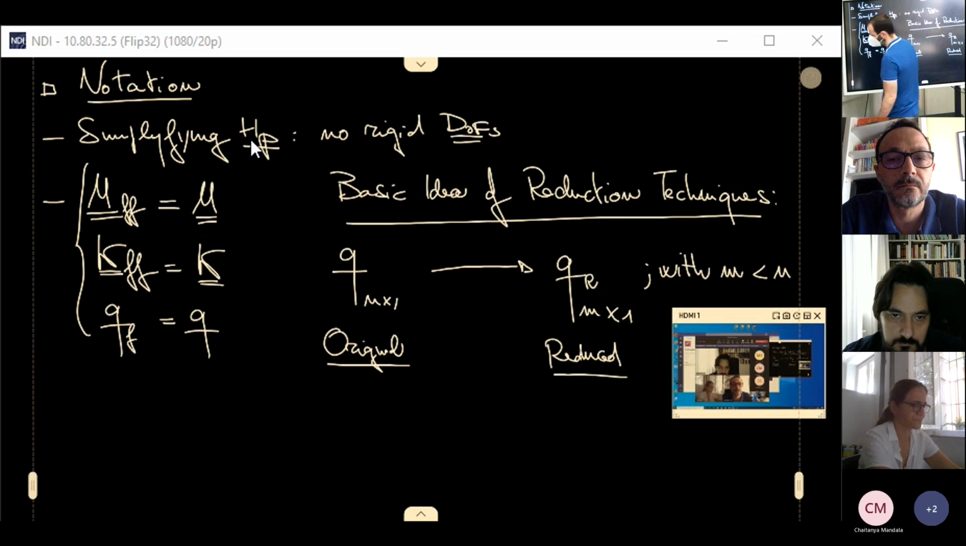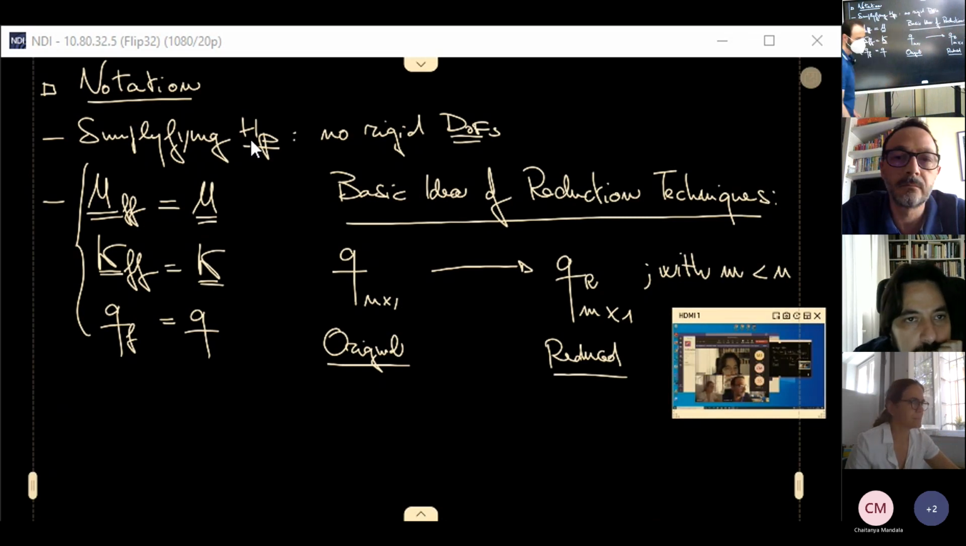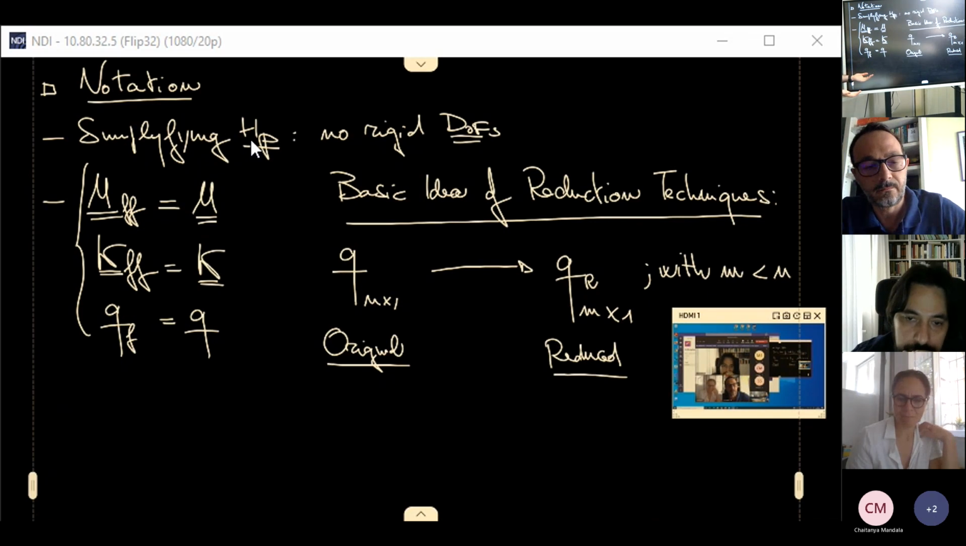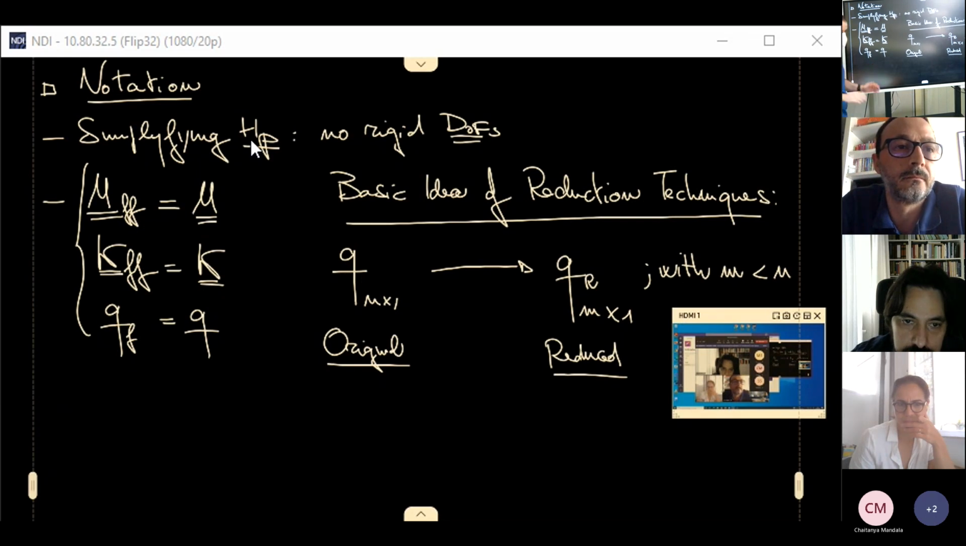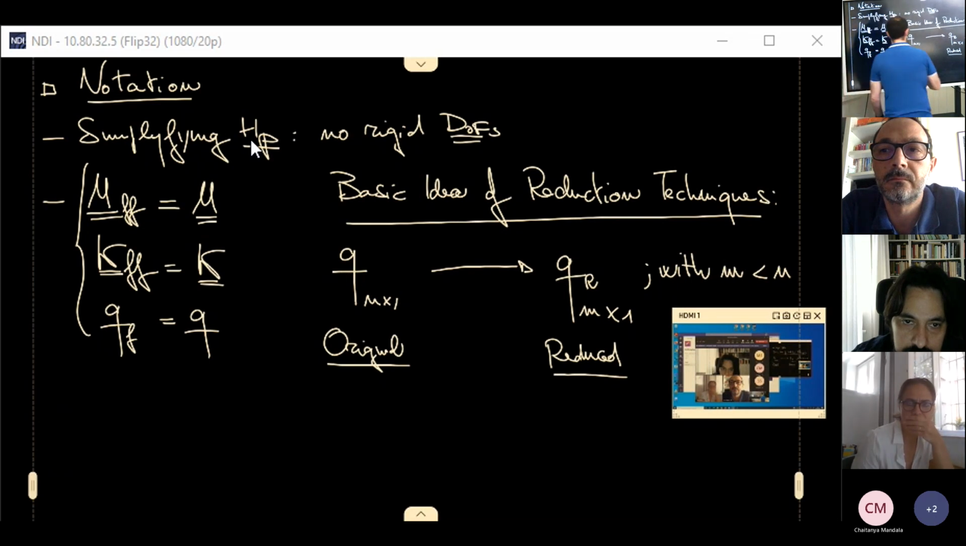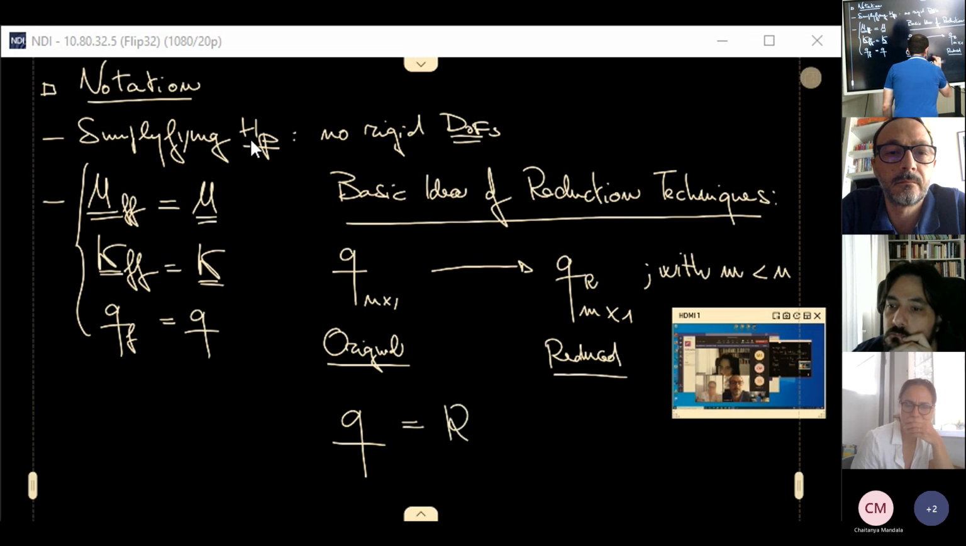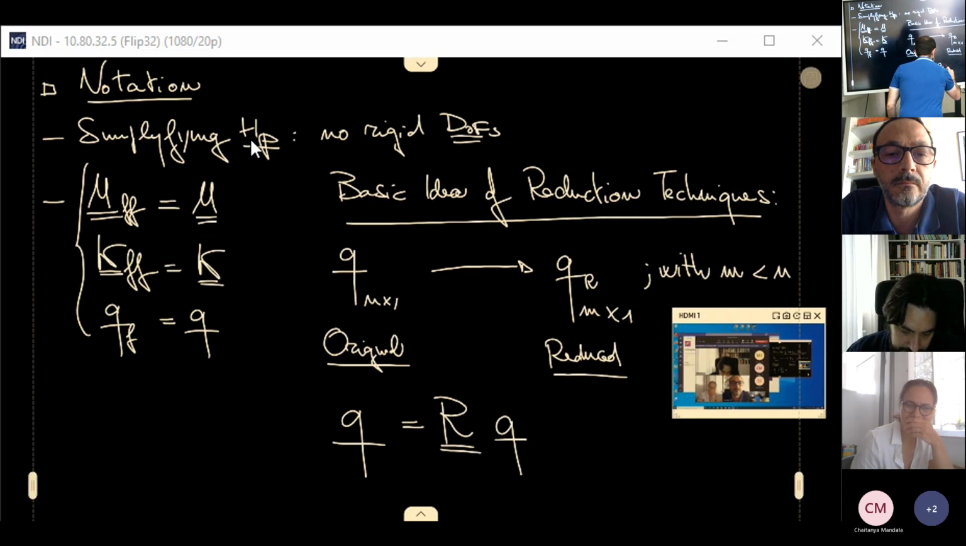Now, how can we achieve this? Well, the techniques that we are going to see today and in the next lecture will encompass linear transformation. What is a linear transformation? Well, it's a transformation which encompasses either multiplication or sum operation. In particular, we will search a relationship of this sort in which Q, the original Q vector, is equal to a matrix R applied over QR.